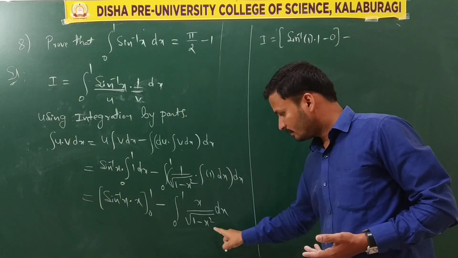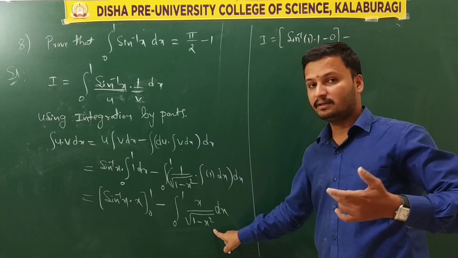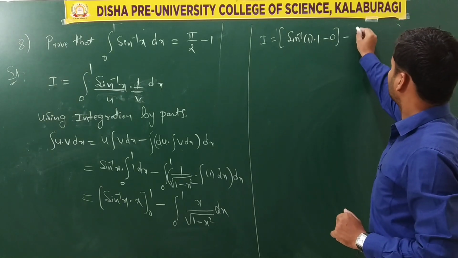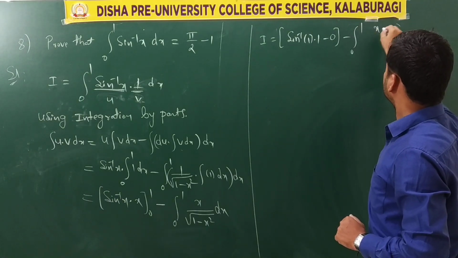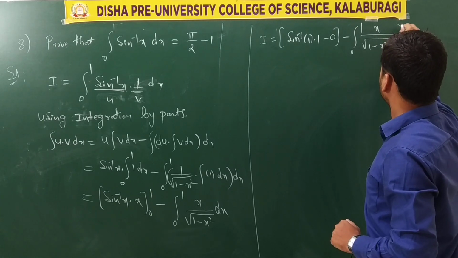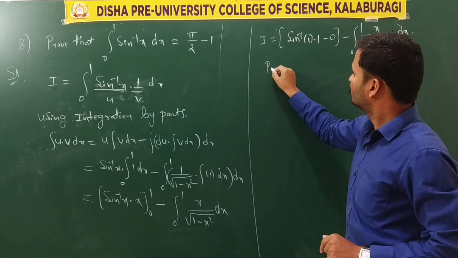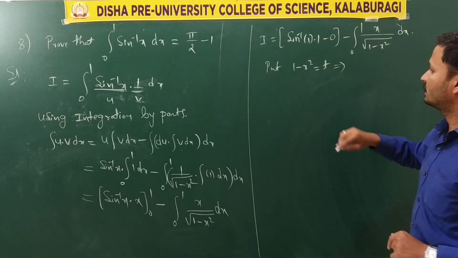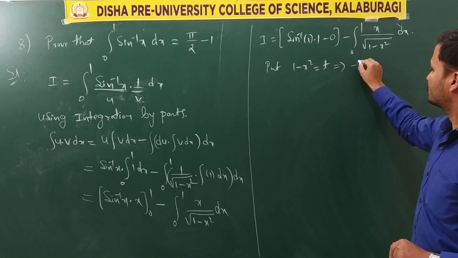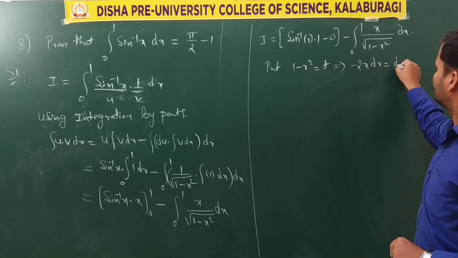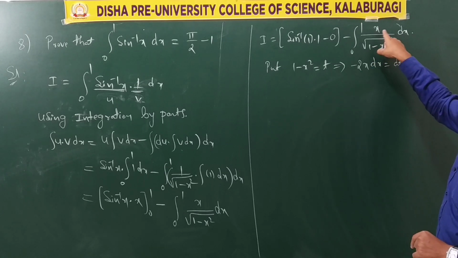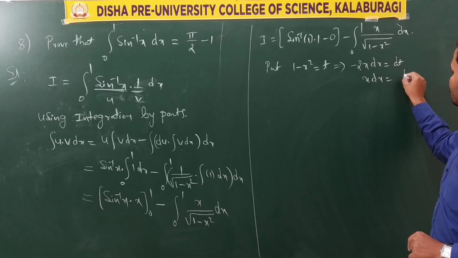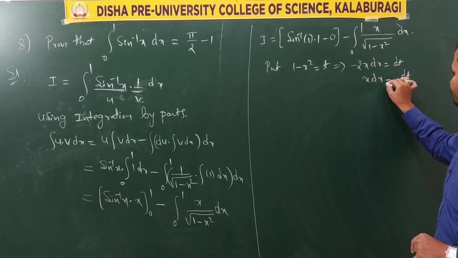See, in the denominator we can put 1 minus x square is equal to t, so the numerator comes obviously. So 0 to 1 of x divided by under root of 1 minus x square into dx. Now put 1 minus x square is equal to t. Then the derivative of 1 minus x square is minus 2x into dx is equal to dt. But here only x into dx is there. So x into dx is equal to dt divided by minus 2.